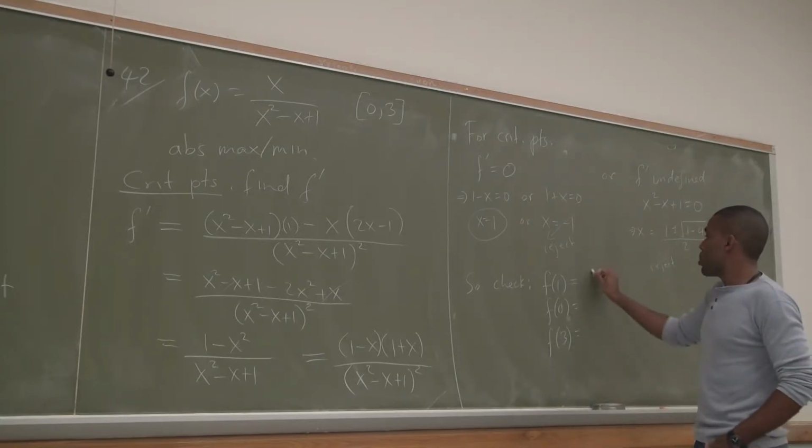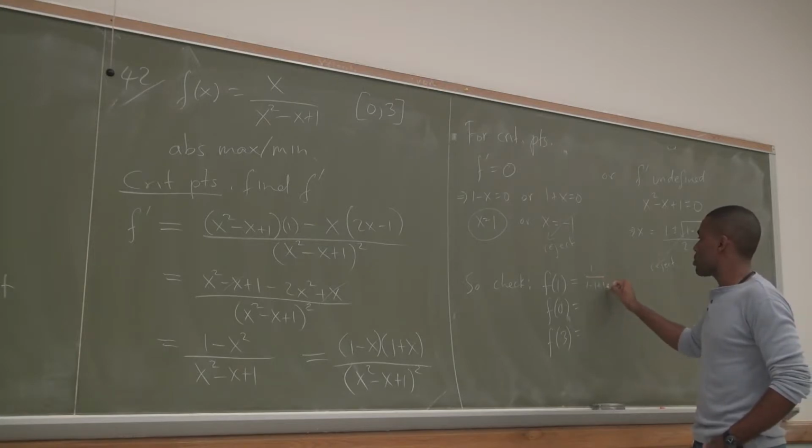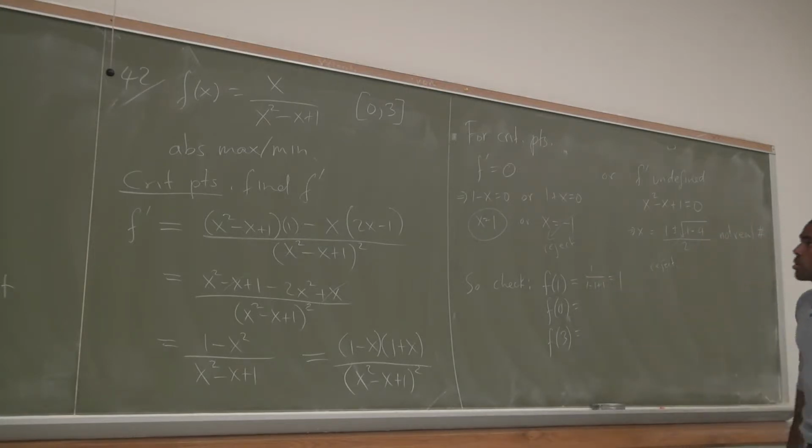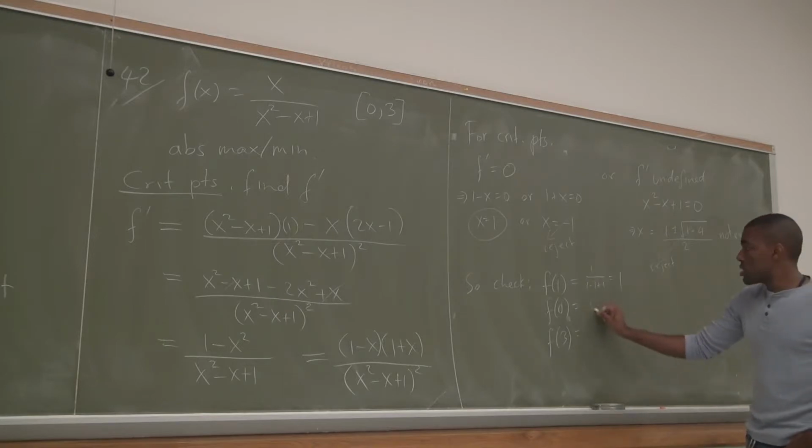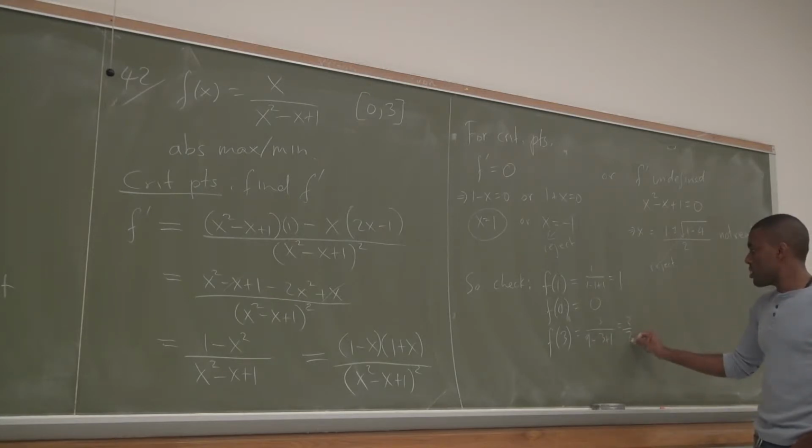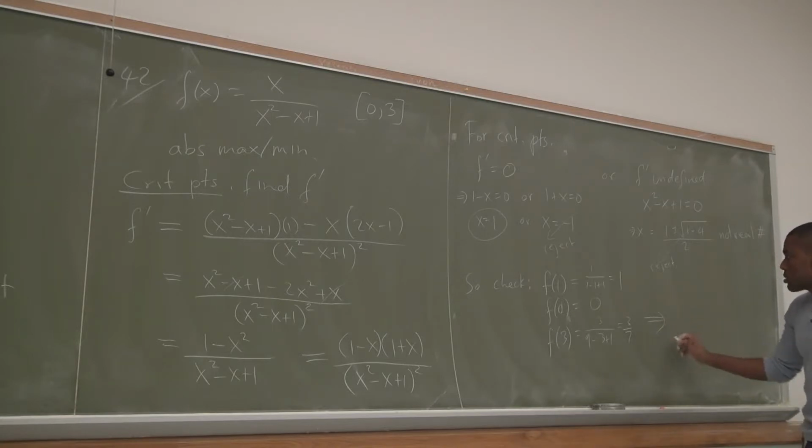So f of 1 would be 1 over 1 minus 1 plus 1. It's defined at all points, right? This particular function, yes. The domain is all real numbers. F of 0 is just 0. F of 3 is going to be 3 over 9 minus 3 plus 1, 3 over 7. This means what is the absolute max? An absolute min.